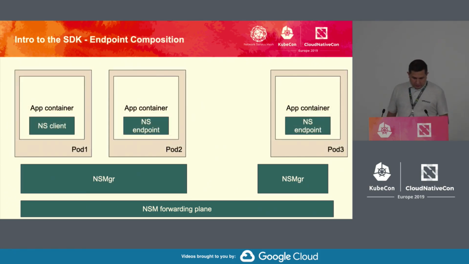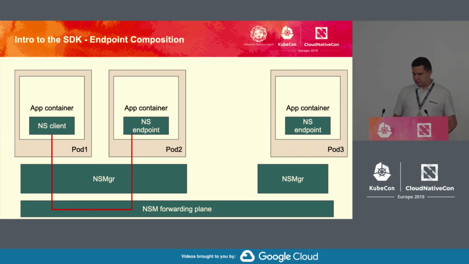Clients are fun, but I guess a lot of people would be interested to know how you implement a network service endpoint. So here is an example where we have a network service which is composed of 2 endpoints and 1 client. The 2 endpoints are pod 2 and pod 3, and the client runs in pod 1. So let's quickly look at how this works.